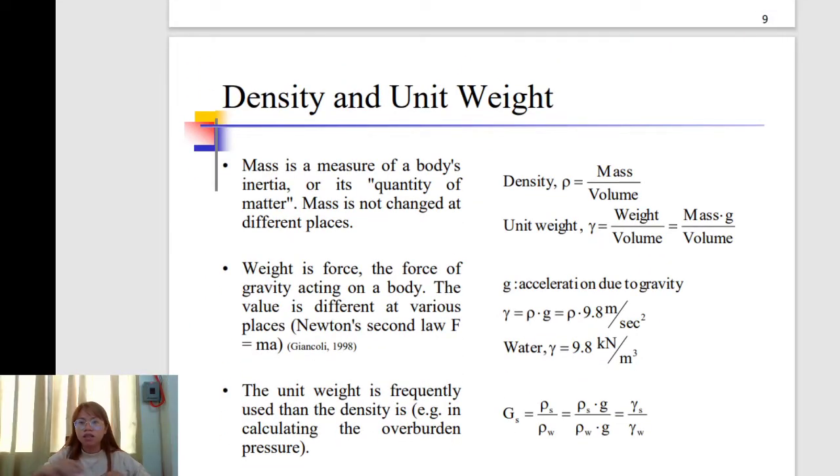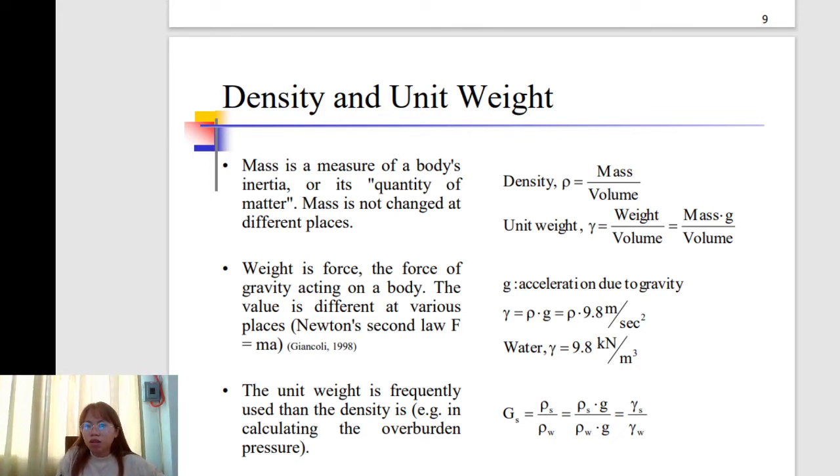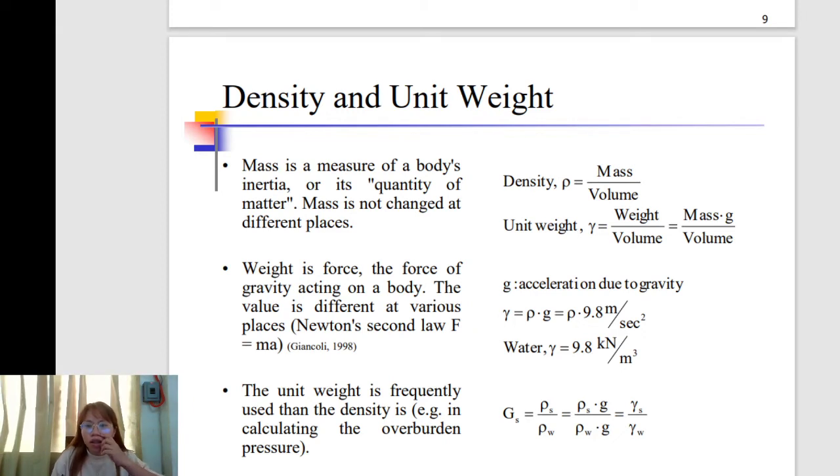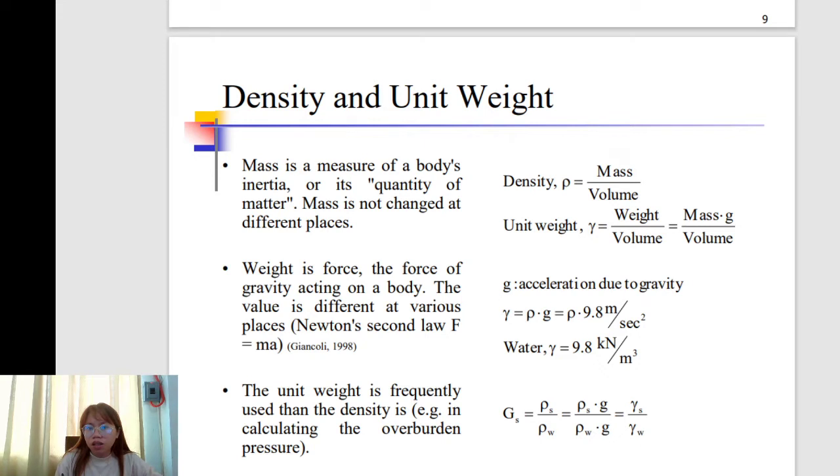To understand density and unit weight, mass is a measure of a body's inertia or its quantity of matter. And mass is not changeable. It does not change at different places. No? Weight is force, the force of gravity acting on a body. So the value is different at various places. The concept is Newton's second law, where force equals mass times the acceleration due to gravity.